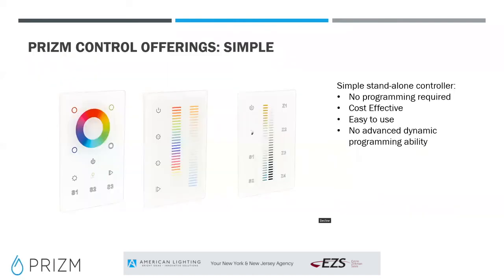Within Prism Lighting or American Lighting as well, we have a few different control options. We have some standalone options, very simple, easy to use, cost effective. You don't have to hire somebody to come out there and do the programming. Generally speaking, you read the instructions, you should be able to figure it out. There's a couple of zones you can set, a couple of scenes you can set, but generally speaking, very simple, easy to use, standalone, easy programming.